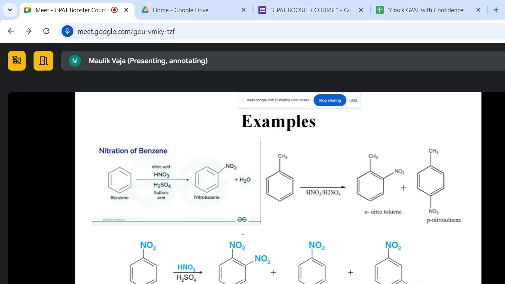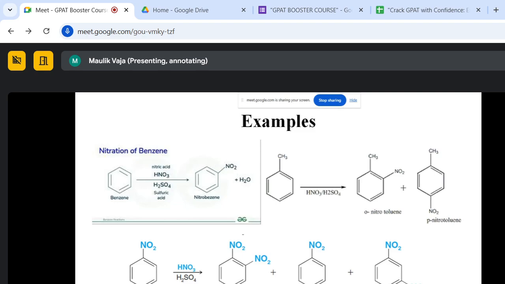para position. Electron withdrawing group withdraws electrons from ortho and para position. So the electrophile has only one option. Electron withdrawing group already withdraws electron from ortho and para position, so only the meta position it can fit itself.